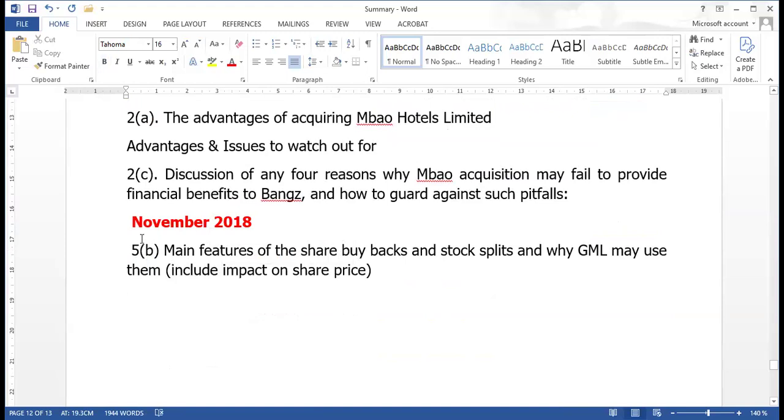a question that was asked in November 2018. That is 5B, where they are telling us to discuss many features of the share buybacks and stock splits, and we go ahead and explain why this entity may use them. We also, in our explanation, we include the impact on the share price.